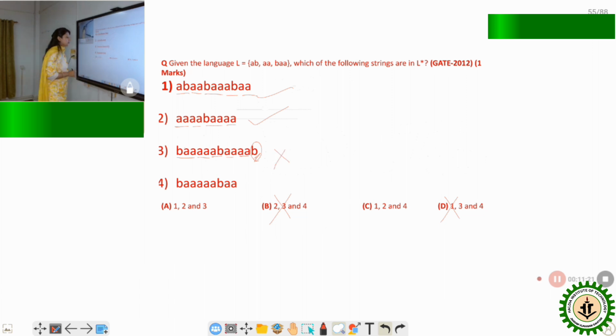So options 1, 2, 3 will not be the correct. Then the correct answer will be 3. Then again we are checking it. BAAA is present, AA is present, AB is present, AA is present. So 1, 2, 4 will be the correct.